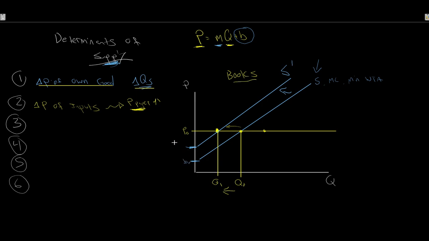That would have been B naught. This would have been B1 with respect to that B there. So parallel shifts is just going to be our simplifying assumption as we work through this.